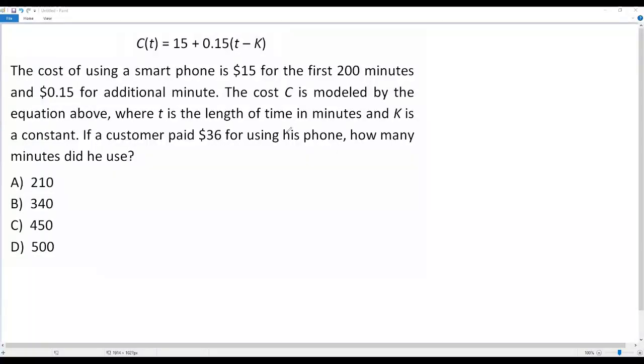Here we have a SAT math problem. Okay, let's go to the question. C of t equals 15 plus 0.15 times (t minus k). The cost of using a smartphone is $15 for the first 200 minutes and $0.15 for each additional minute.